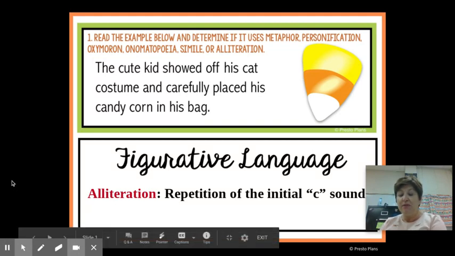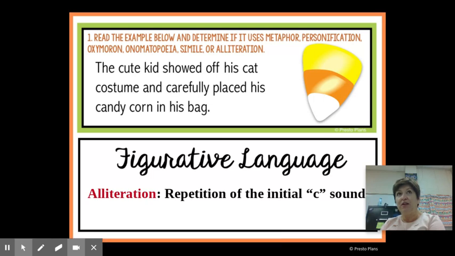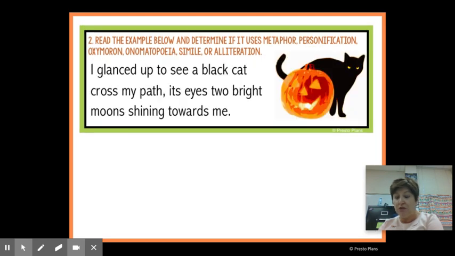Some of you may be familiar with this very common example of alliteration, the repetition of the consonant sound S. She sells seashells by the seashore. Okay, so let's look at another example of figurative language, and this one is very common. You see it in reading all the time, and this is a metaphor.